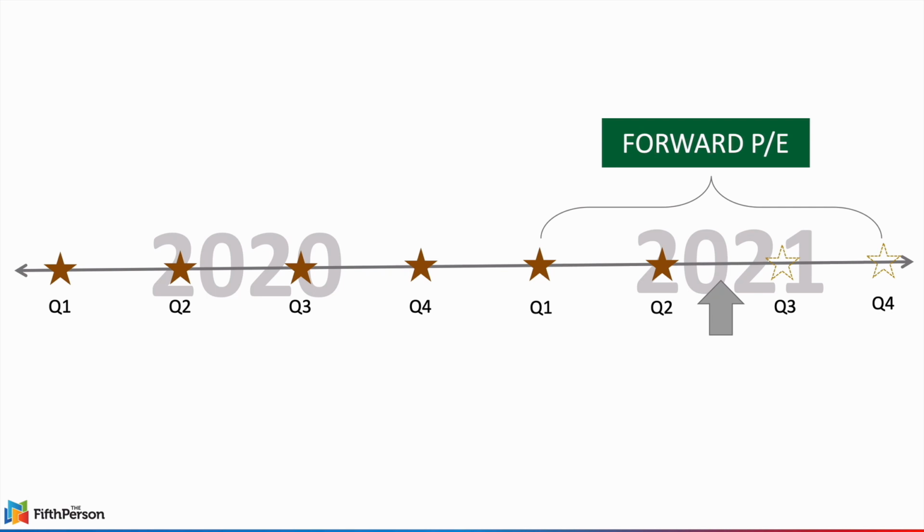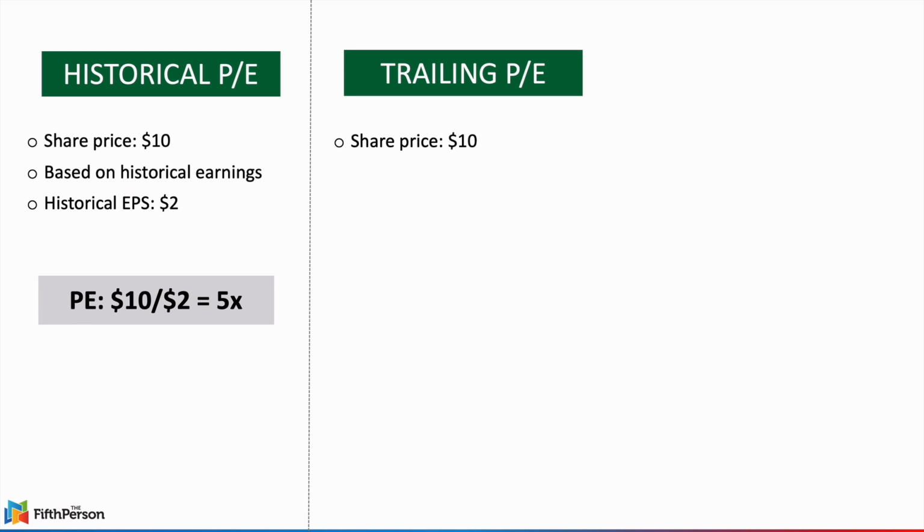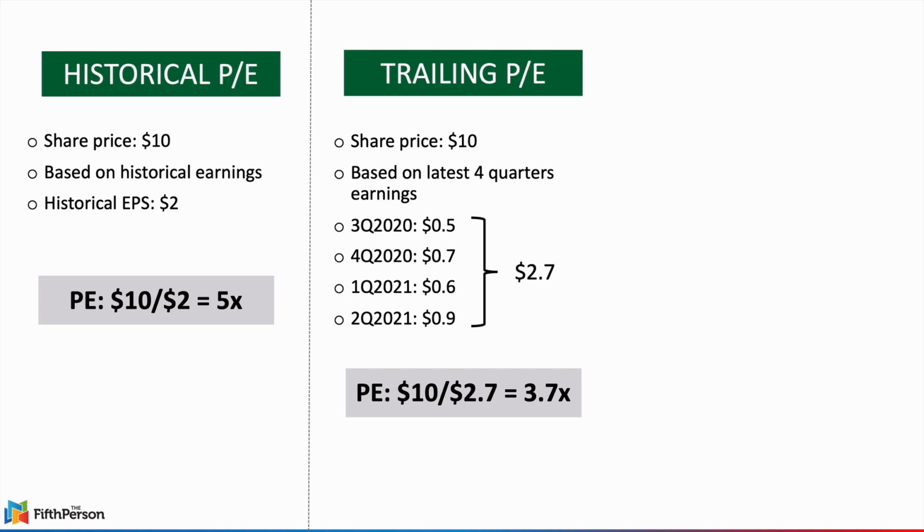So let's put it into a simple example. Historical PE is basically your share price, let's say for example $10, divided by your historical earnings. For instance, let's say $2, you get a PE ratio of 5 times. And trailing PE, let's say the same $10, you take your latest 4-quarter result, let's say 3rd quarter of 2020, 4th quarter of 2020, 1st quarter of 2021, and 2nd quarter of 2021. You add them all up, it gives you an earnings per share of $2.70. And your trailing PE is actually 3.7 times.